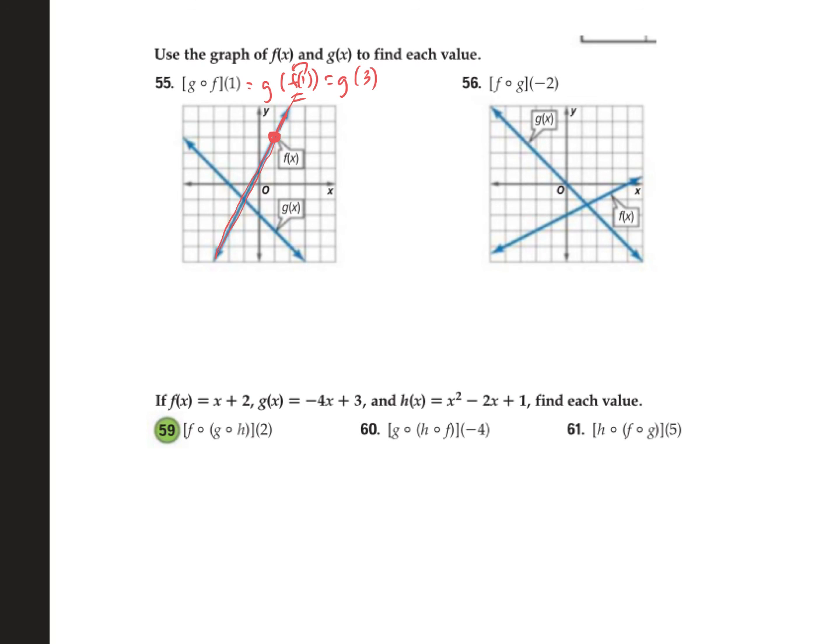And then I want to plug 3 into g. So I want to look at the graph of g. And I want to plug in 3. So I want the y value when x is 3. That would be -5. So go ahead and pause the video and try number 56. I will do it as well. g of -2 is 2. And f of 2 is -1.